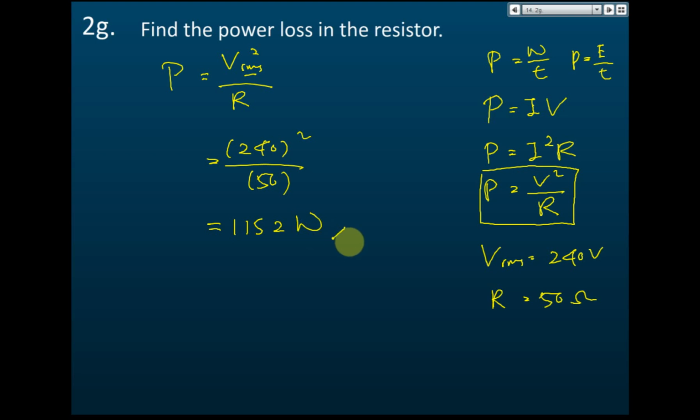1152 watt. So make sure that you memorize all this formula, and remember that to find the power of alternating current, the voltage and the current that you use must be the root mean square voltage and root mean square current. So if you want to find the power by using P equals IV, then it must be P equals I RMS times V RMS. You cannot use the peak current or the peak voltage to find your power.